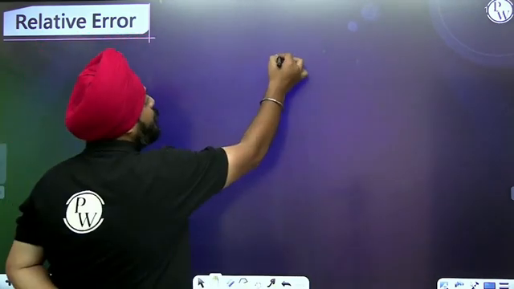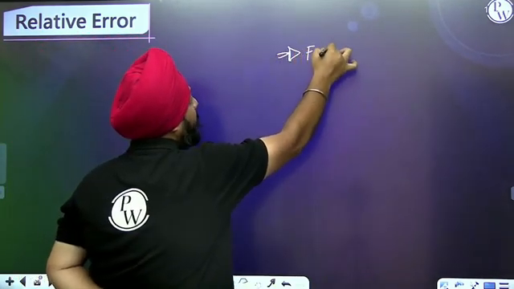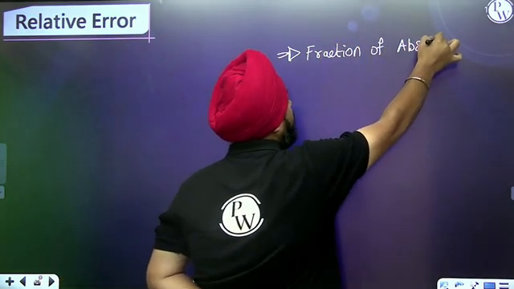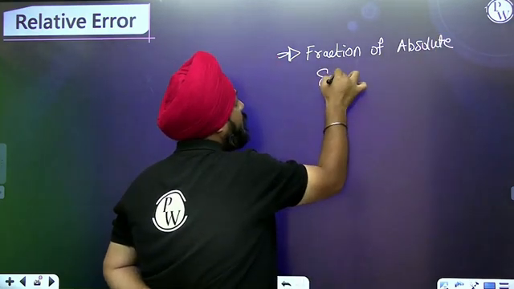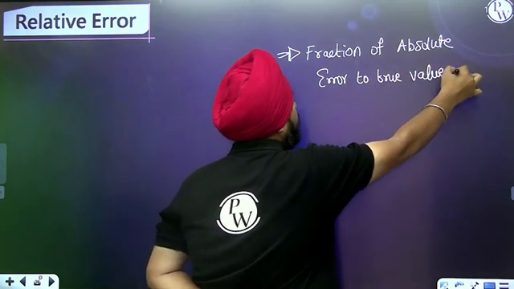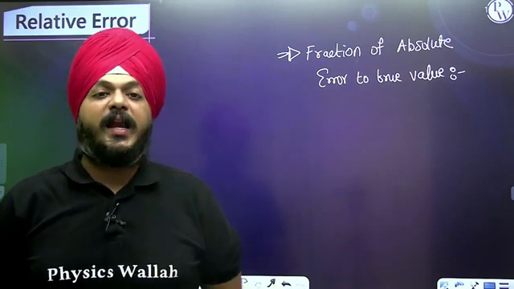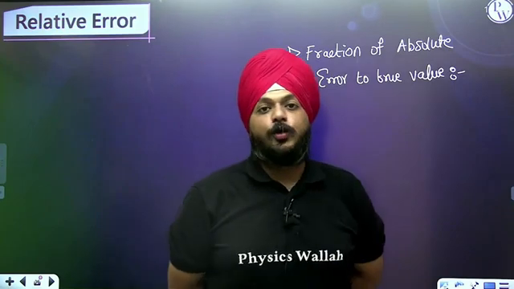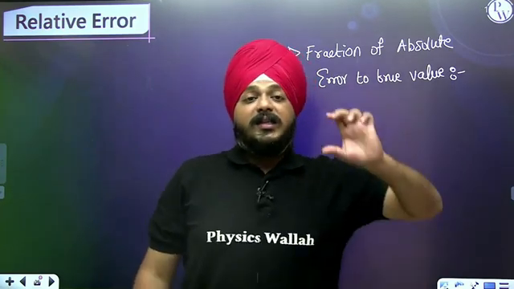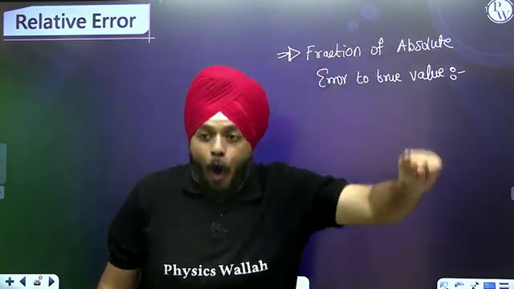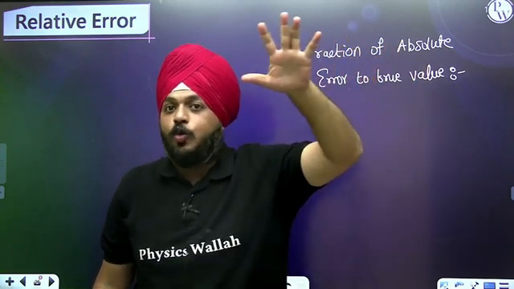Relative error. The fraction of absolute error to true value. The same example we are going to take. My dad gave me 100 rupees, but in the system it was showing 110. The absolute error is 10. The absolute error, the 10 we are getting, is what fractional part of the true value?